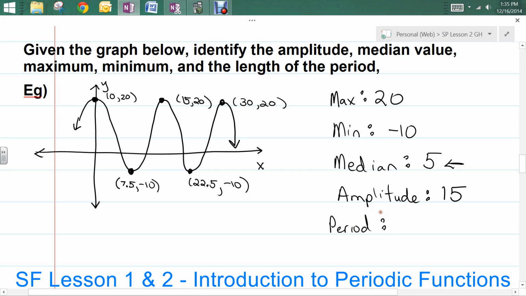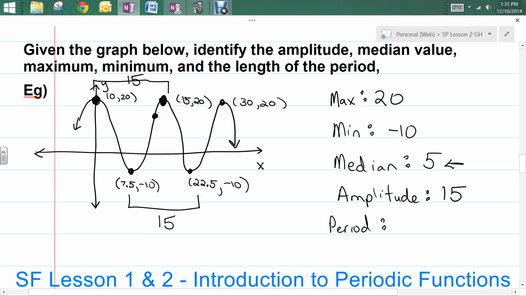Now, to find the period, you have to pick 2 points that are exactly the same. So we picked, I think, this one and that one, the 2 top points. And how far apart are they? They are 15 apart. Or you could pick the 2 bottom points, 7.5 and 22.5, and they are 15 apart. Or you could pick some point somewhere in the middle if you knew it.